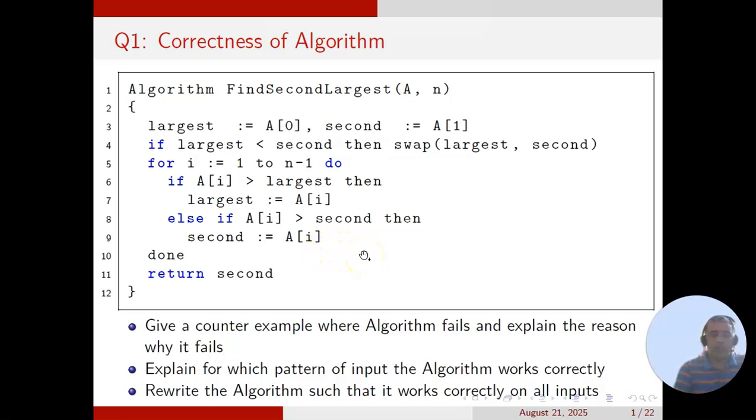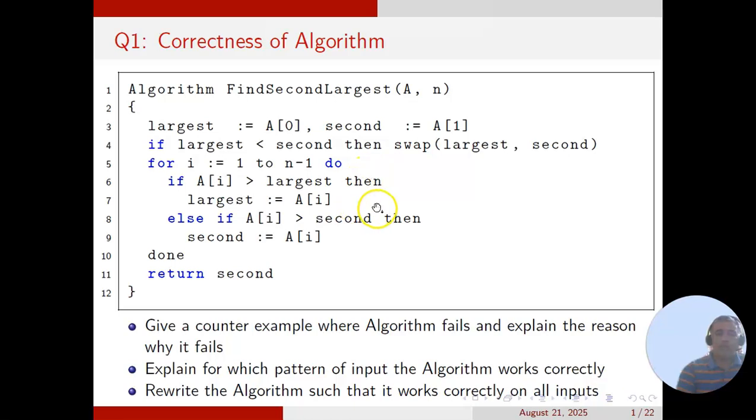Now what is the problem with this algorithm, and for which inputs does this algorithm work and for which inputs is it not going to work? If you clearly observe, it is actually finding the second largest correctly if the first two elements contain the largest element. If the first two elements contain the largest, then there is no issue, because in the remaining n minus 2 elements, whatever the largest, that will become the second largest.